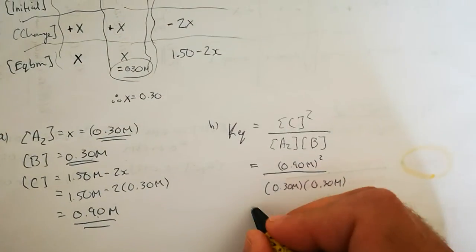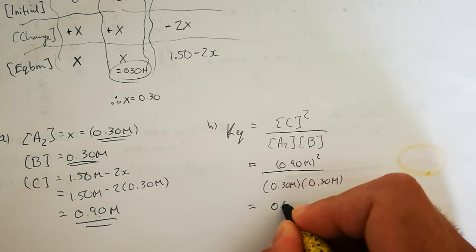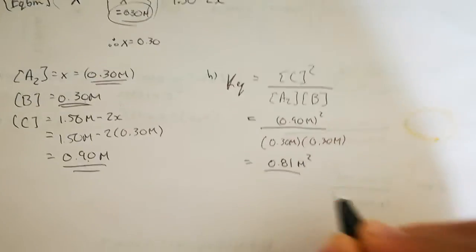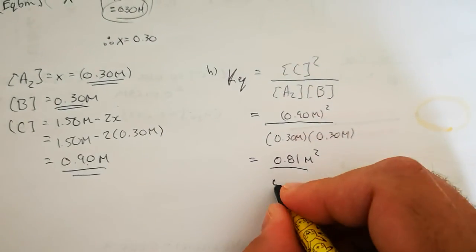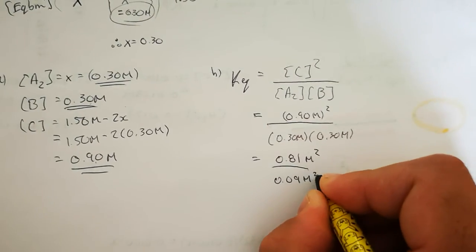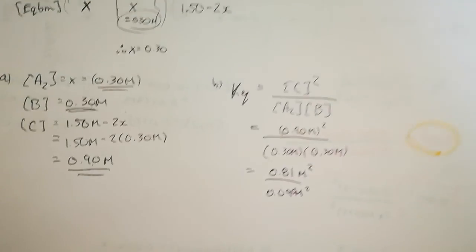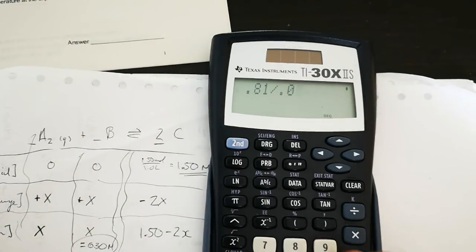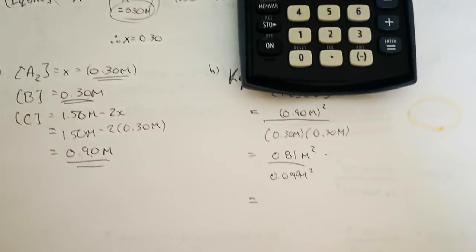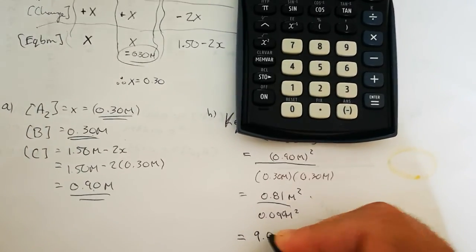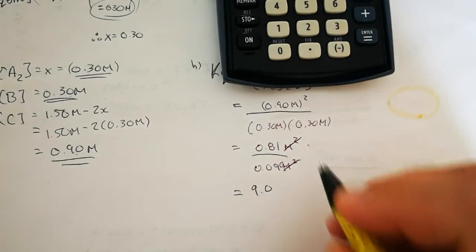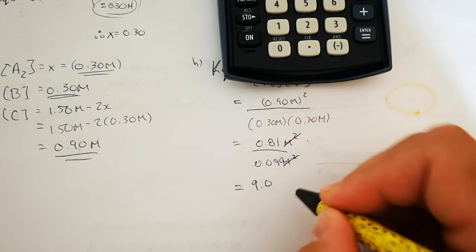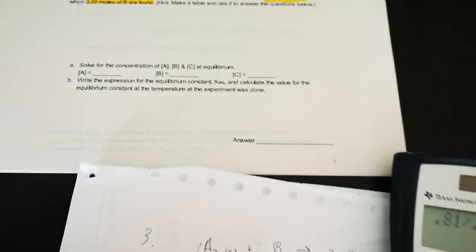Those two values. If we simplify this, 0.9 times 0.9 is 0.81 molarity squared. 0.3 times 0.3 is 0.09 molarity squared, 0.090. Oh, crazy. So KEQ is equal to 9.0. And because there's molarity squared on the numerator and denominator, there is no unit in our final answer. So for B, solving for KEQ, our answer, 9.